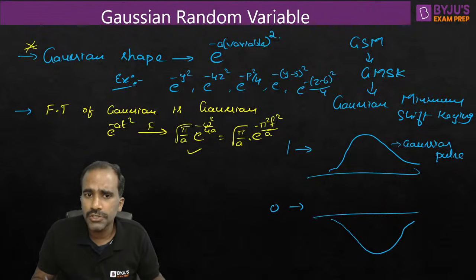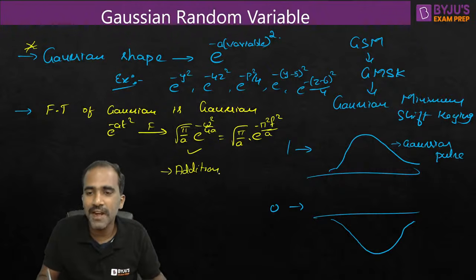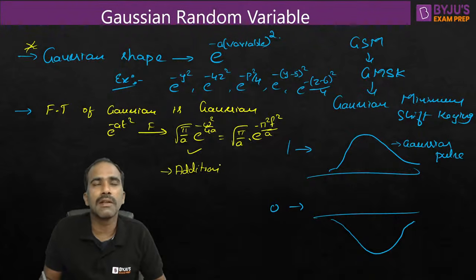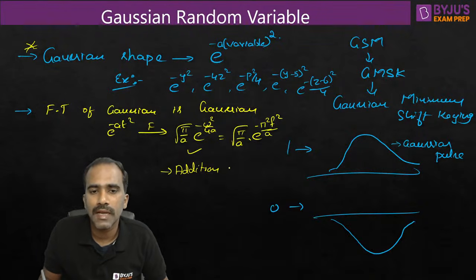So the Fourier transform of a Gaussian is Gaussian, and the addition of two Gaussians is also Gaussian. If you add two Gaussian pulses, the resultant shape also will be Gaussian, but provided their mean values are the same. Otherwise, it will have some odd shape, right? Addition of two Gaussians will be Gaussian. Multiplication of two Gaussians will be Gaussian, provided they have the same mean value.